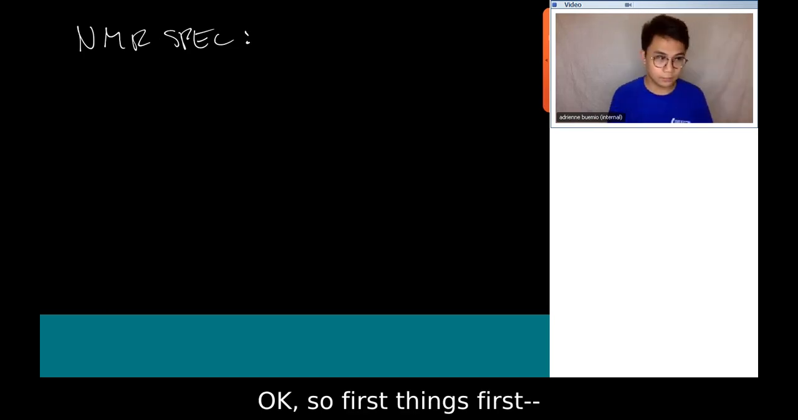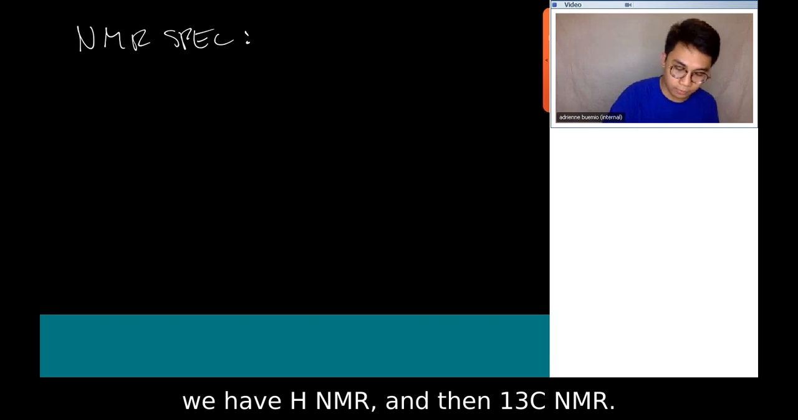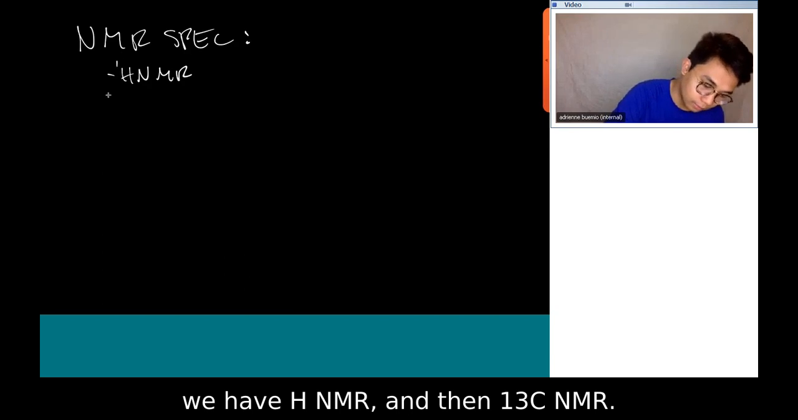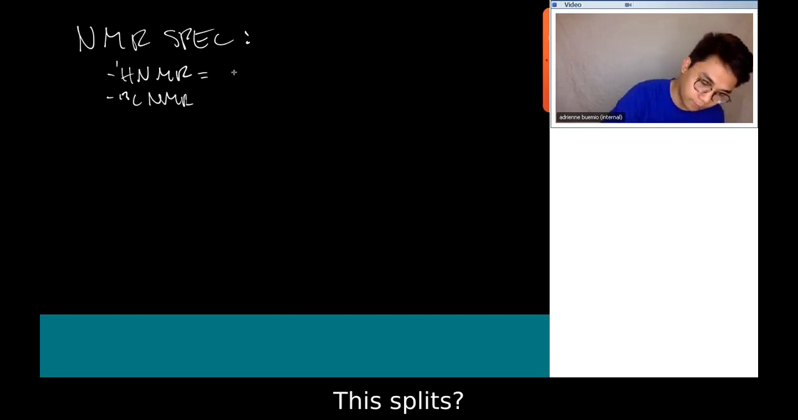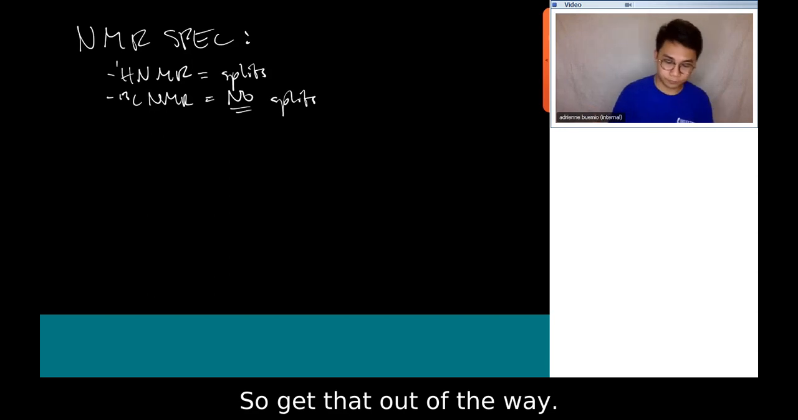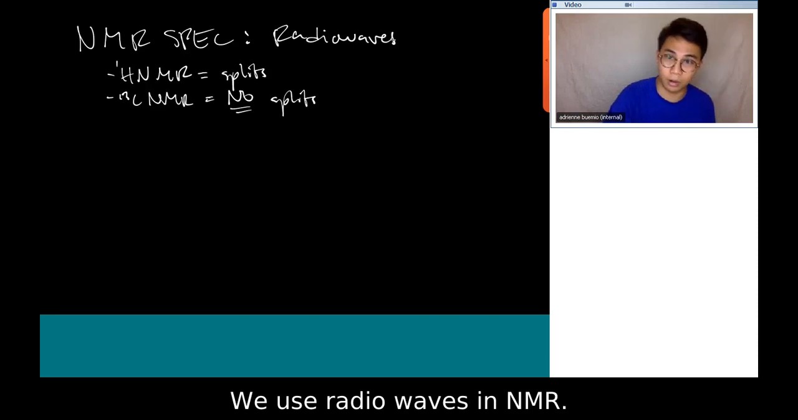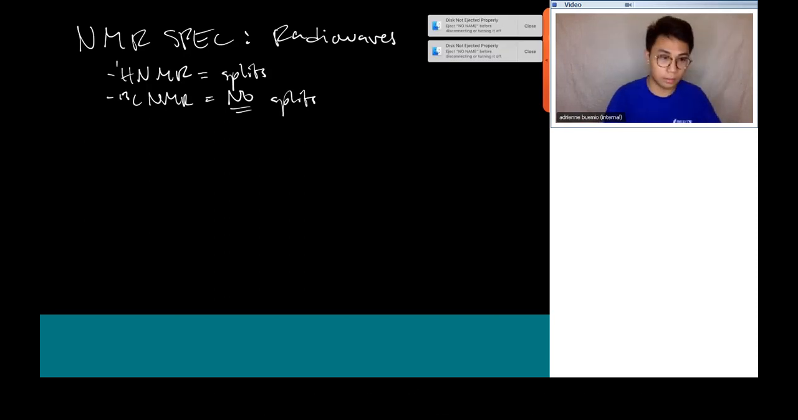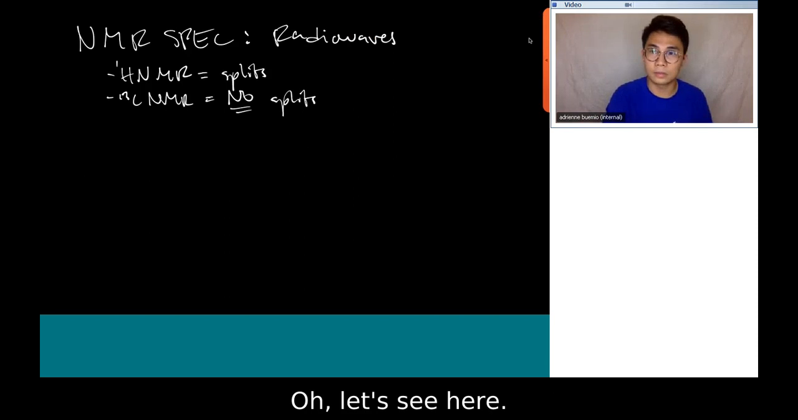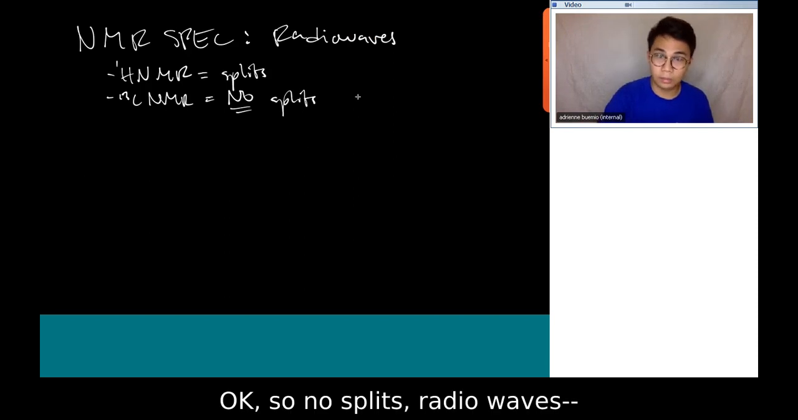Okay, so first things first, we have HNMR, right? And then 13C NMR. This splits? No splits, right? So get that out of the way. And we said NMR is caused by radio waves. We use radio waves in NMR. So we mentioned that earlier. So no splits, radio waves, things like that.